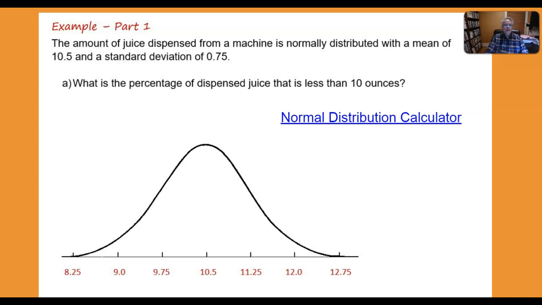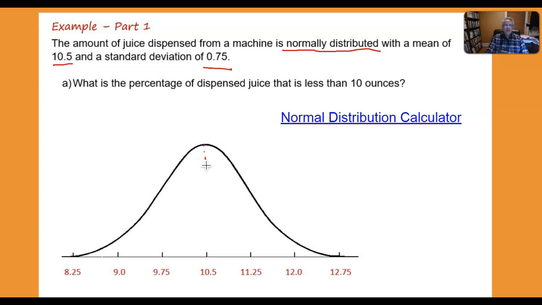So here's a problem. It says the amount of juice dispensed from a machine is normally distributed. This, where it says normally distributed, is telling us that we can use a normal model to approximate the data. That'll give us a good estimation of the results. So the juice dispensed from a machine is normally distributed with a mean of 10.5 and a standard deviation of 0.75. Here's the normal curve that fits this data.